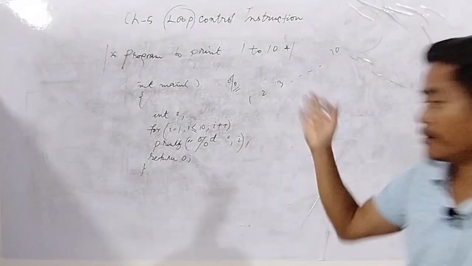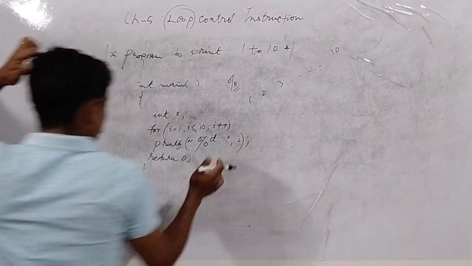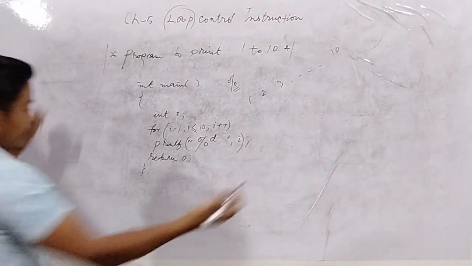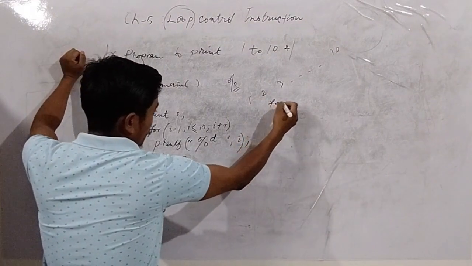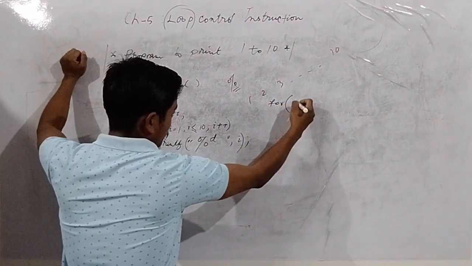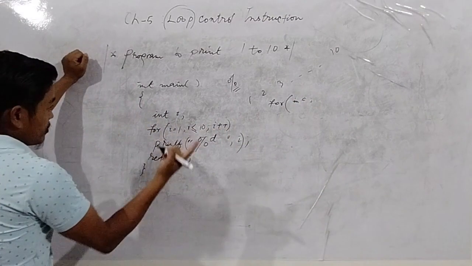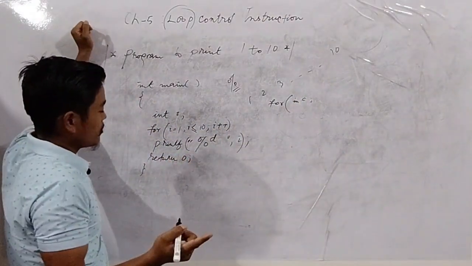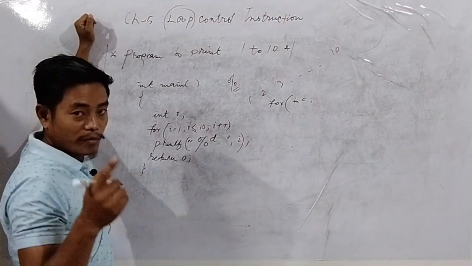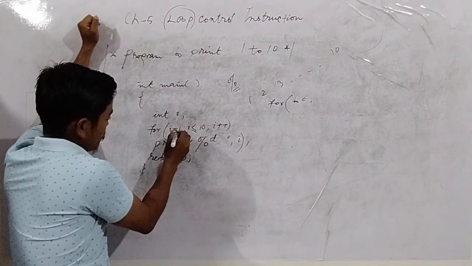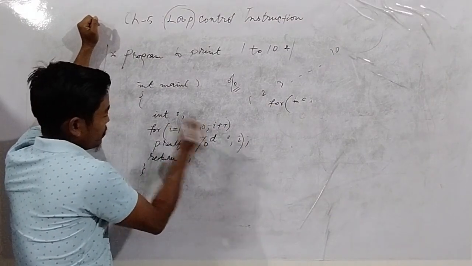Let's analyze the program now. First, the general form of the for loop. In the bracket, initialize counter. We want to print the value starting from 1. That's why we initialize the variable at 1. I equal to 1.